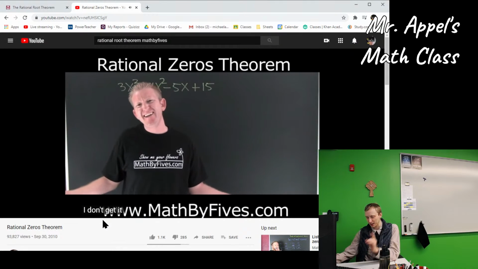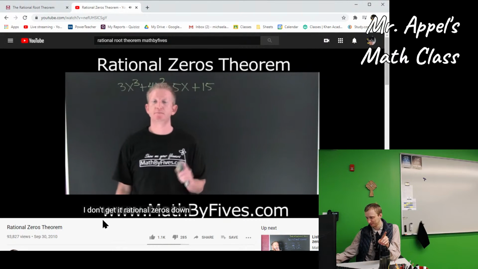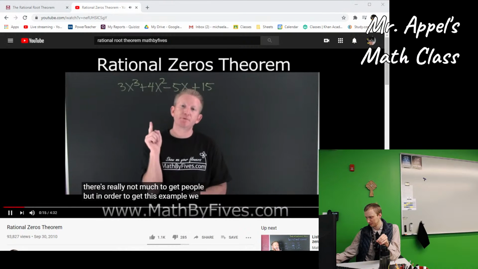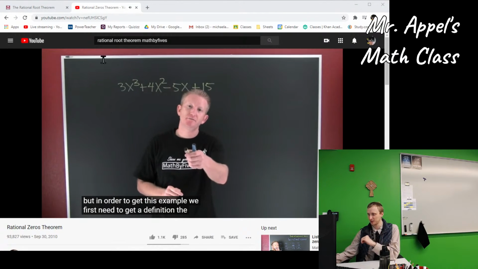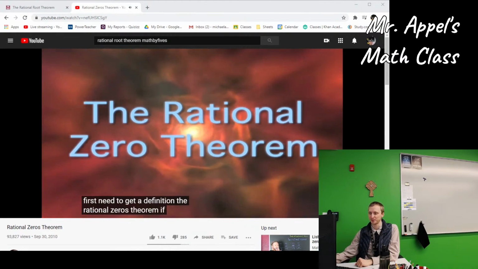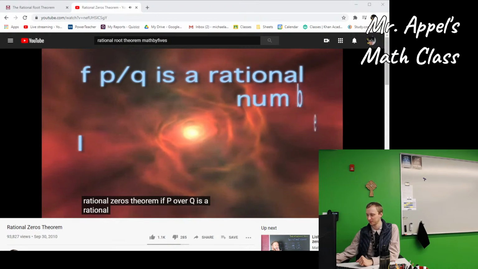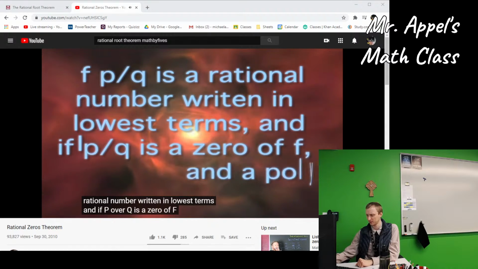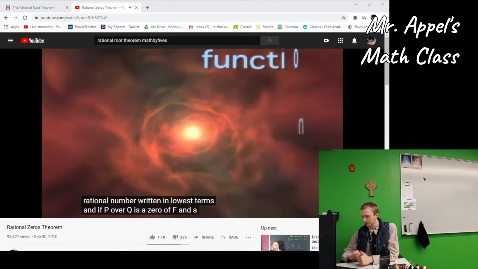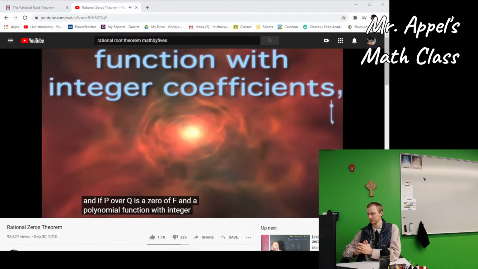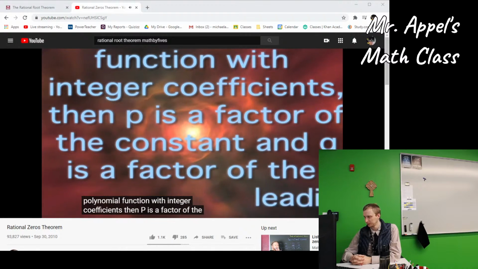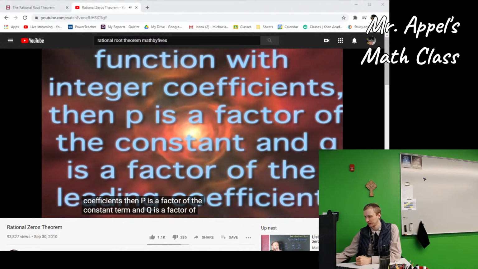I don't get it! How about now? Rational zeros theorem. There's really not much to get, people. But in order to get this example, we first need to get a definition. Yes. Okay. The rational zeros theorem. If p over q is a rational number written in lowest terms, and if p over q is a zero of f, a polynomial function with integer coefficients, then p is a factor of the constant term, and q is a factor of the leading term.